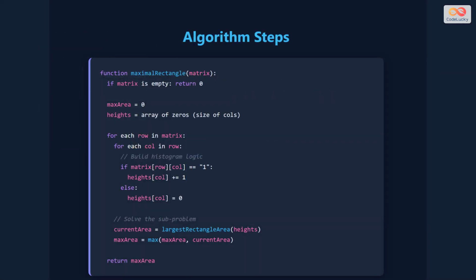Here is the logic in pseudocode. We initialize a max area of 0 and a heights array. We loop through every row. Inside that loop, we update the heights array, incrementing if we see a 1 or resetting to 0 if we see a 0. Then, for every row, we call the helper function largest rectangle area to find the max area for that specific row's histogram and update our global maximum.